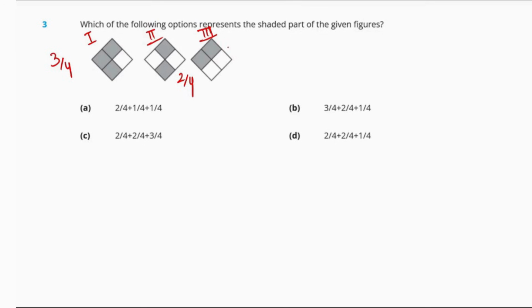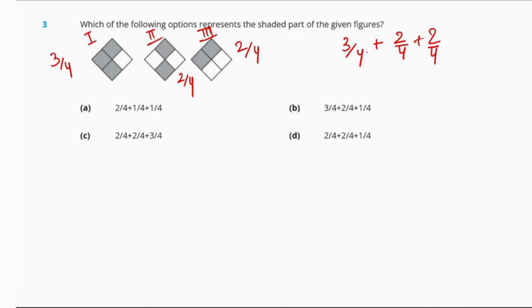Okay, that is 2 by 4. Now again, for the third figure, it will be 2 by 4, right? Now, the question was shaded part of the figure fraction. So now if we do the sum for all of these, what will be the final operation? It will be 3 by 4 plus 2 by 4 plus 2 by 4, right?